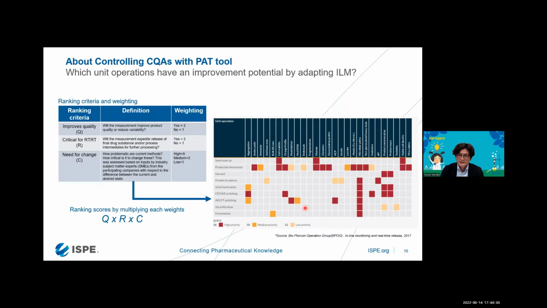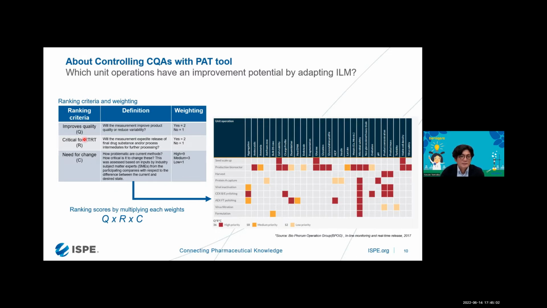So in this slide, I will discuss which unit operations have improvement potential by adopting inline monitoring technology. In this analysis, priorities were ranked for each process parameter and quality attribute. Ranking criteria and weighting are described here. Each criterion was multiplied by its weight, then scored or estimated.